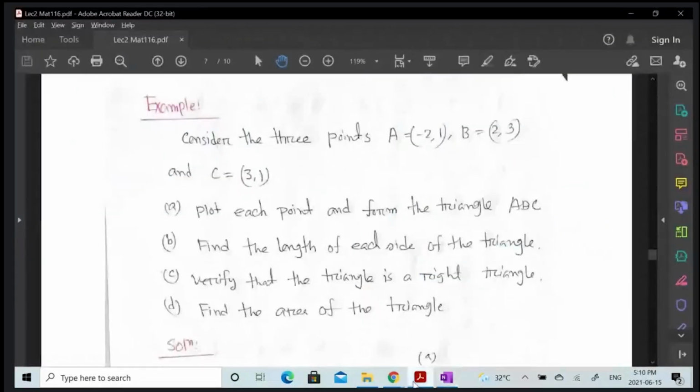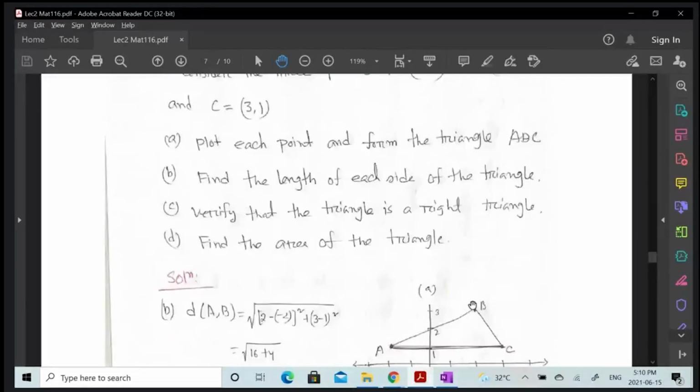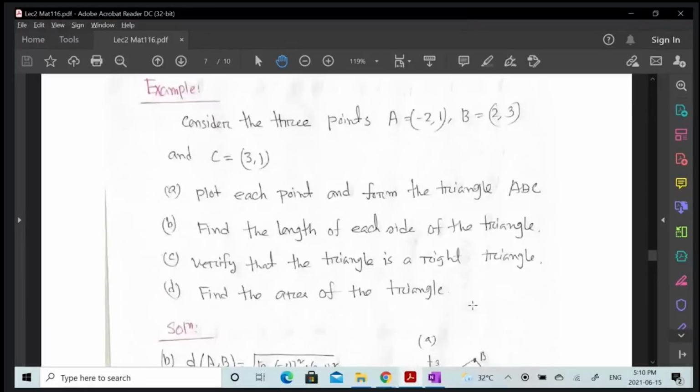Okay, so it's 5:10. Let's start back. I think we have only 2 more topics left, and then we are going to be done for today. This example is a very nice one because it will recap whatever we have done up to now, in the last 40 minutes.